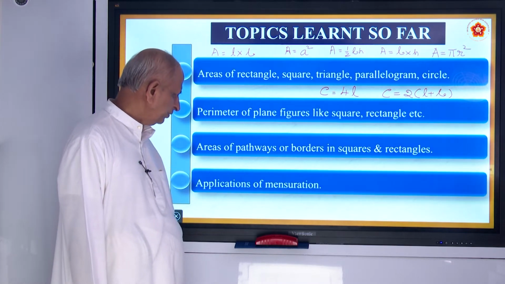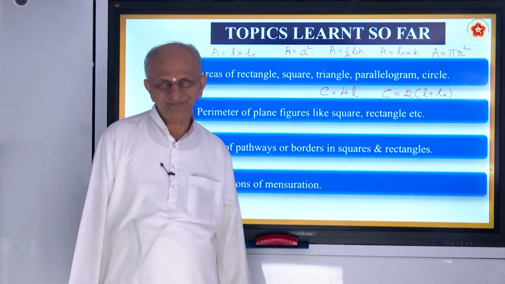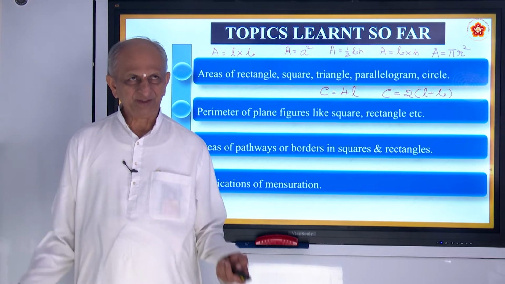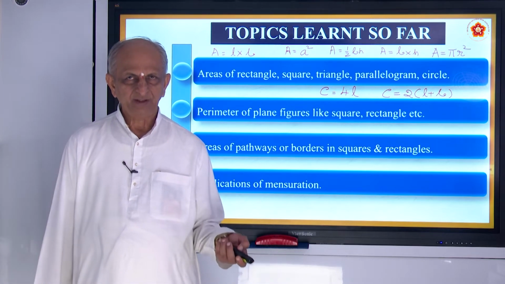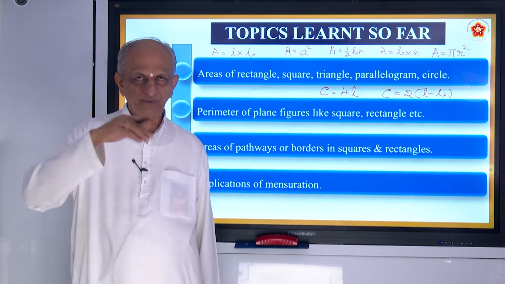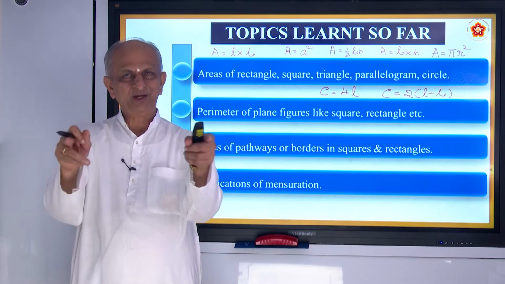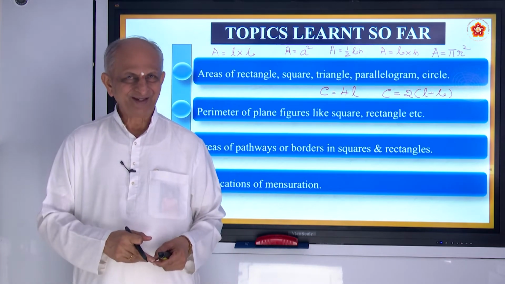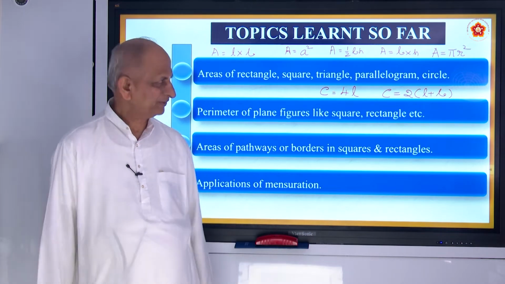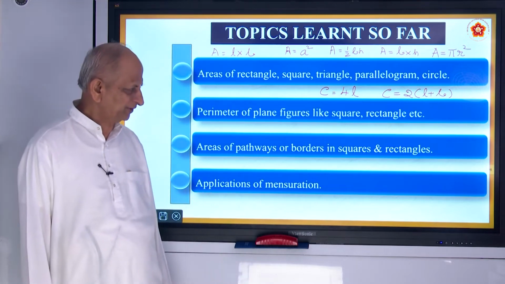Also we have studied about applications of mensuration. Just now we discussed that. Mensuration means area, say for example the area of your classroom, the area of your house, correct? And the area of the book we are using, correct? So there are different kinds of figures we come across. As we just now discussed, it has a lot of applications.